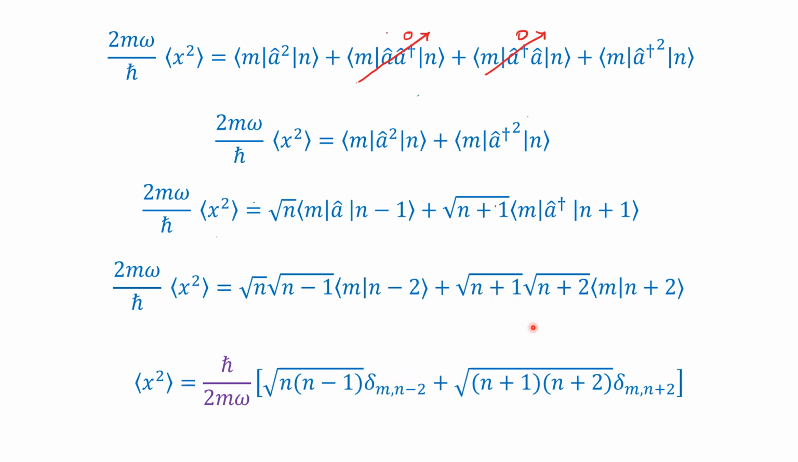And here you bring both the terms inside the square root. So this will become n plus 1 into n plus 2. Then delta m, n plus 2. This will be 1 only if m is equal to n plus 2. This is understood because it's an inner product. Due to the orthonormal property, you will get it like this. So now we got this one.